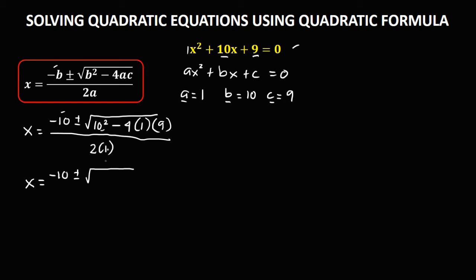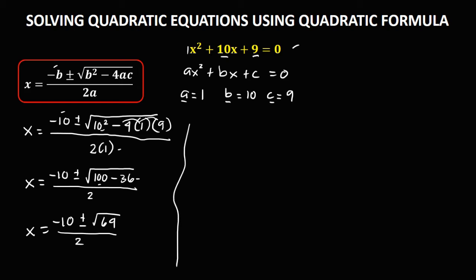This 10 squared is 100. Then negative 4 times 1 is negative 4, and negative 4 times 9 is negative 36. Then over this 2 times 1, that's 2. So we have now x equals negative 10, plus minus the square root of 100 minus 36, the square root of 64, over 2.